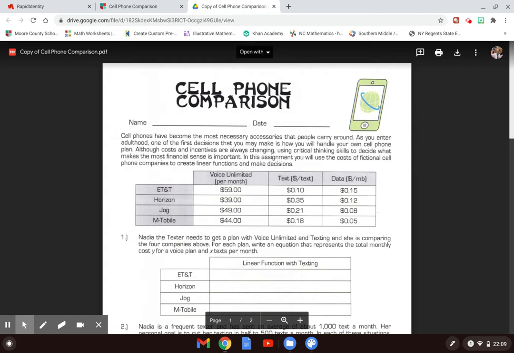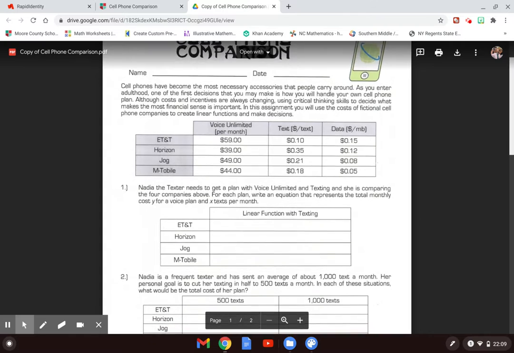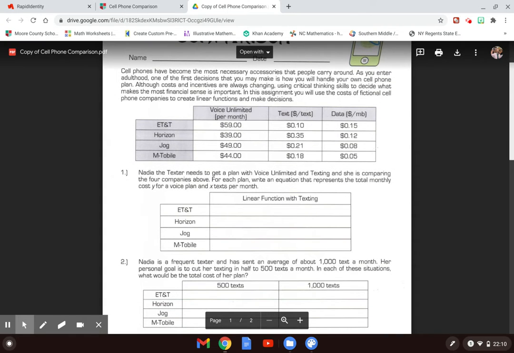So if we look here at the cell phone comparison, it says up top how cell phones have become the most necessary accessories that people carry around. And it says, as you enter adulthood, one of the first decisions that you may make is how to handle your own cell phone plan. Although costs and incentives are always changing, using critical thinking skills to decide what makes the most financial sense is important. So in this assignment, you will use the costs of a fictional cell phone company to create linear functions and make decisions.